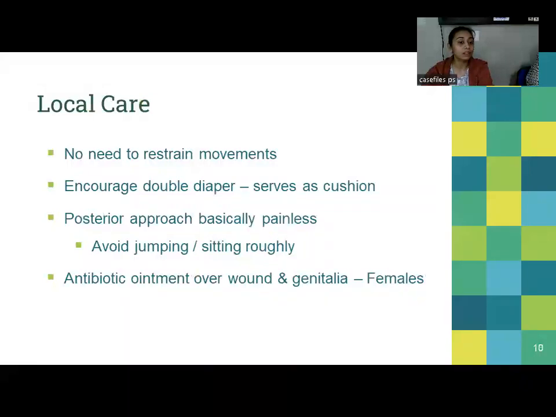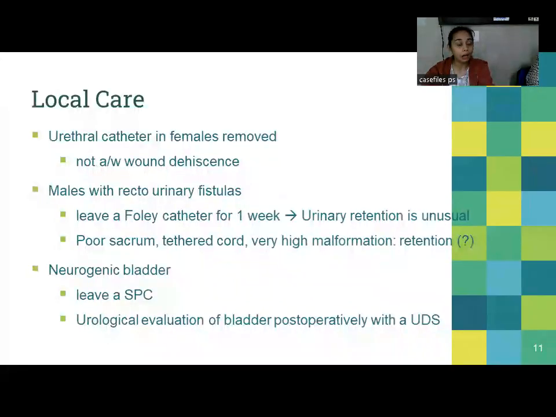Coming to local care, there is no need to restrain the movements of the child. Double diaper is encouraged as it serves as a cushion. A posterior approach is basically painless. However, the patient is advised to avoid jumping or sitting roughly. An antibiotic ointment is usually applied over the wound and genitalia in female patients. Urethral catheter in females can be removed early and is not associated with wound dehiscence.